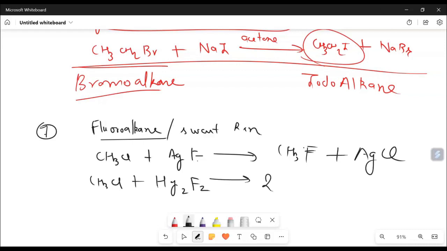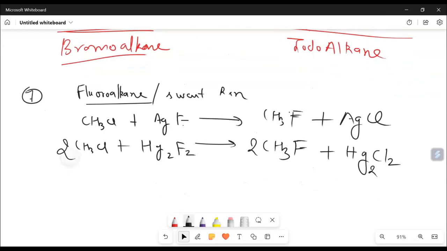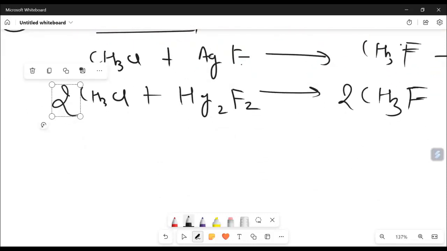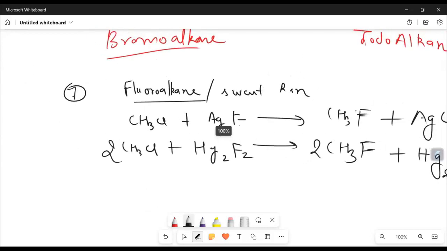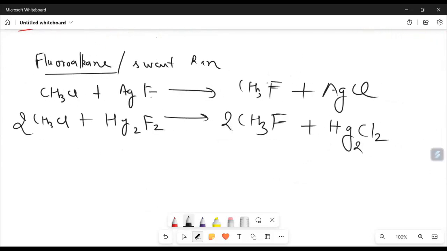Same case here, 2 moles of CH3F, so you have to take 2 plus, what will be the result? Hg2Cl2. So this will be the next reaction. Now from ether also you can make it, but we will discuss that in the next video.